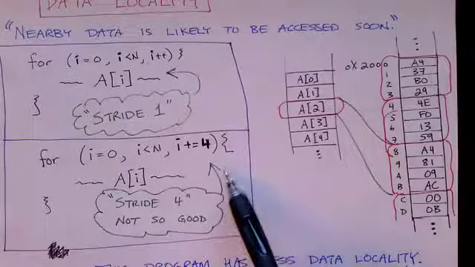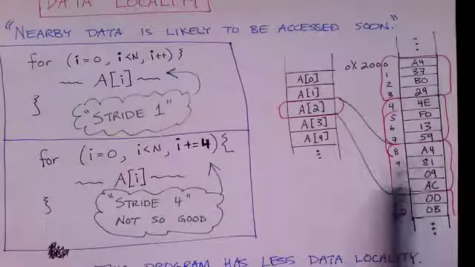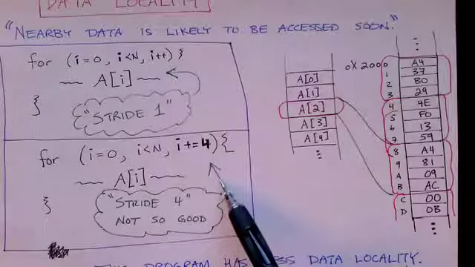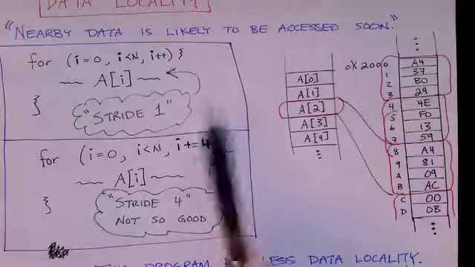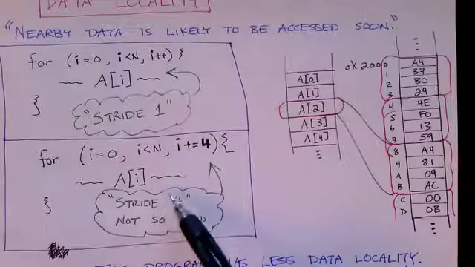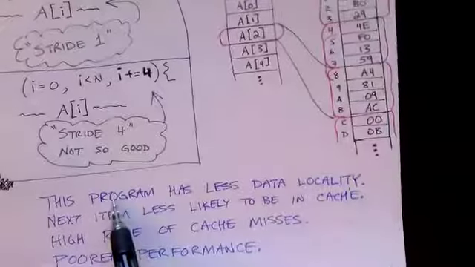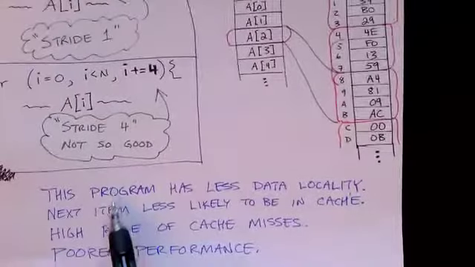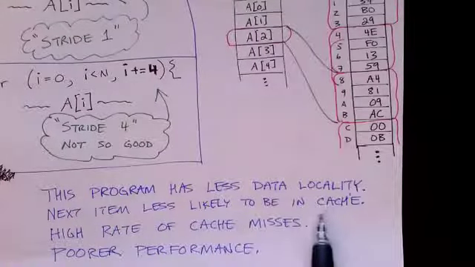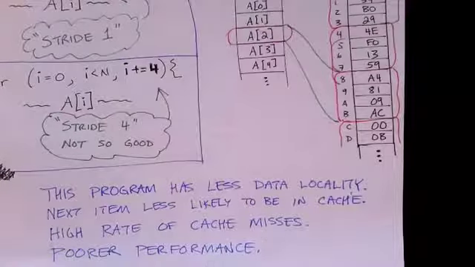In this program, we are jumping through memory, so we bring in nearby bytes, but we don't necessarily use those nearby bytes. And so consequently, this program is not going to perform as well, even though it may have the same number of iterations total. It's going through the memory with a stride of 4 rather than a stride of 1. So the second program has less data locality. The next item is consequently less likely to be in the cache, so we'll have a higher rate of cache misses and consequently poorer overall performance.